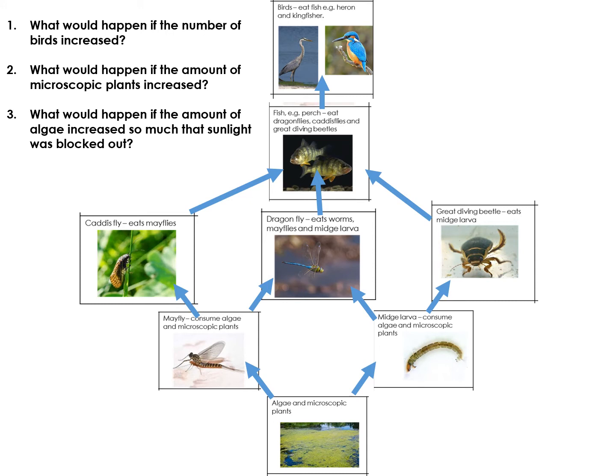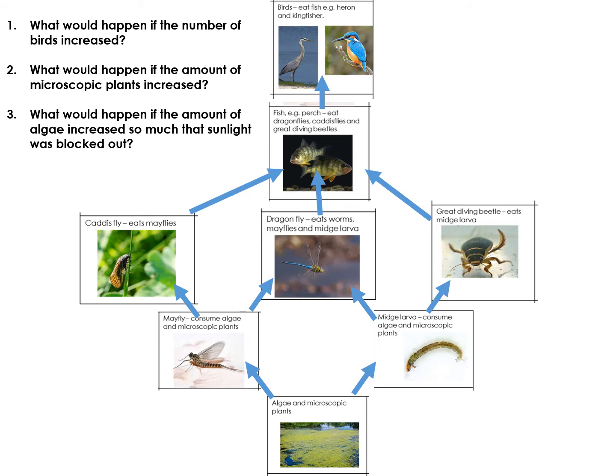Now, secondly, if the amount of algae and plants increase, that means there's more food for the next level up. So their numbers will increase as more will survive. If the number of mayfly and midge larvae increases, there's more food for the next level up. So more of those will survive and their numbers will increase. So if caddisfly, dragonfly and beetles increase, there'll be more food for the fish, so more fish will survive and their numbers will increase. Up to the birds.